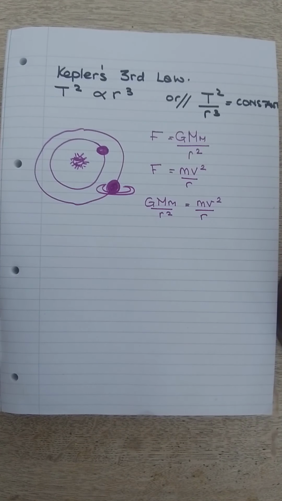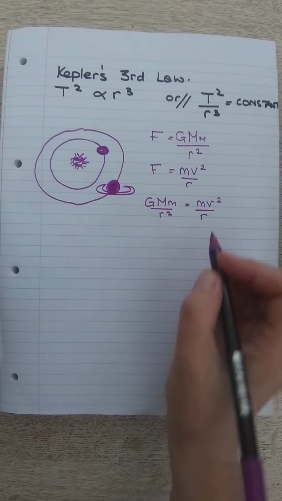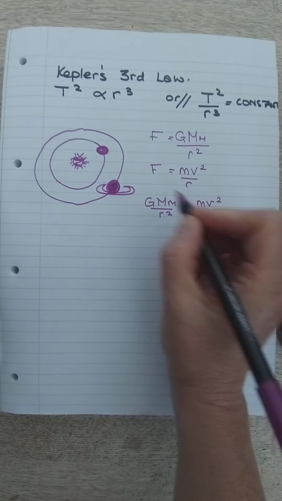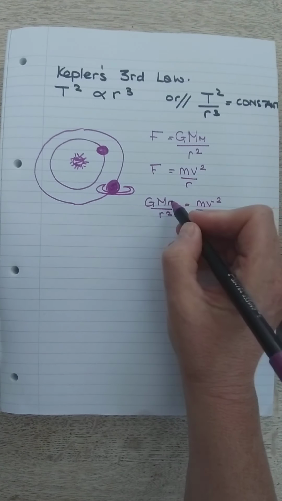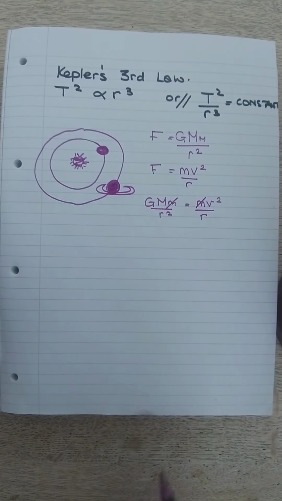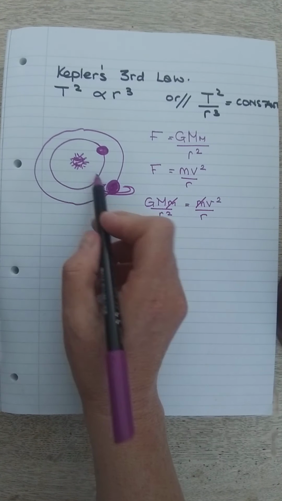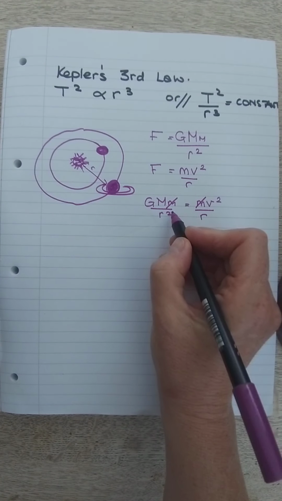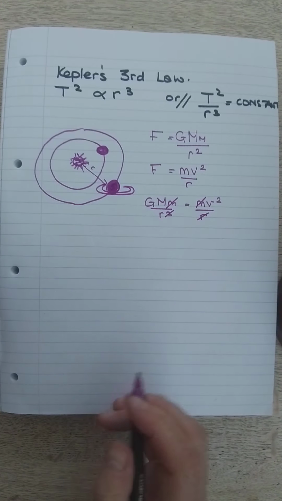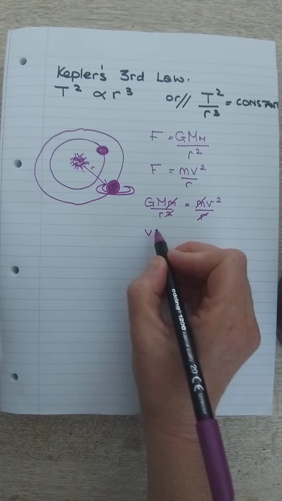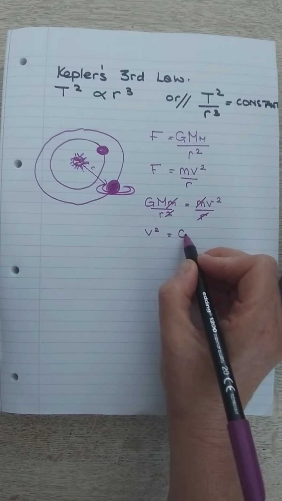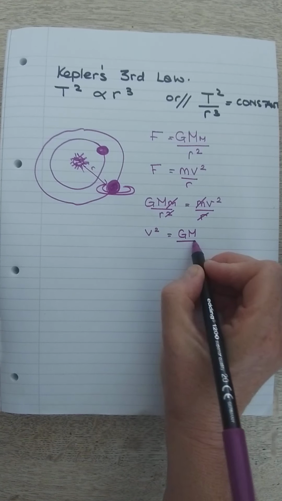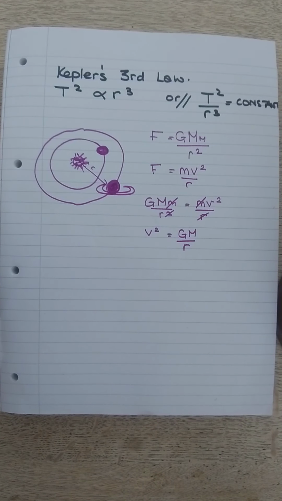Now it allows us to do a bit of cancelling. So obviously the m's, the mass of the object in orbit, is the same on both sides, so they can cancel. The radius, or the separation here, is the same, so we can cancel those. And that just leaves us with v squared is equal to big G m over r, which is an awful lot friendlier looking.